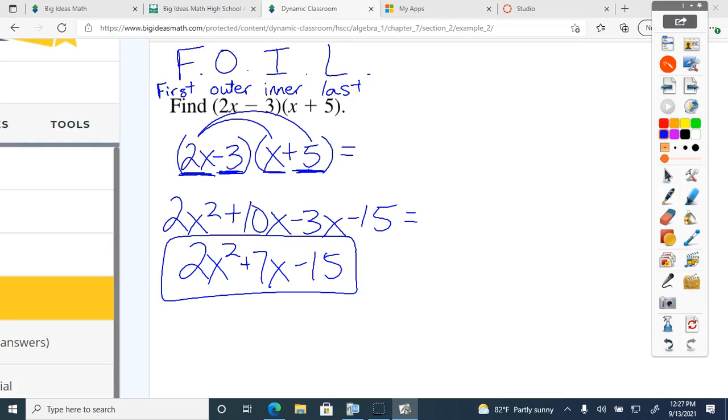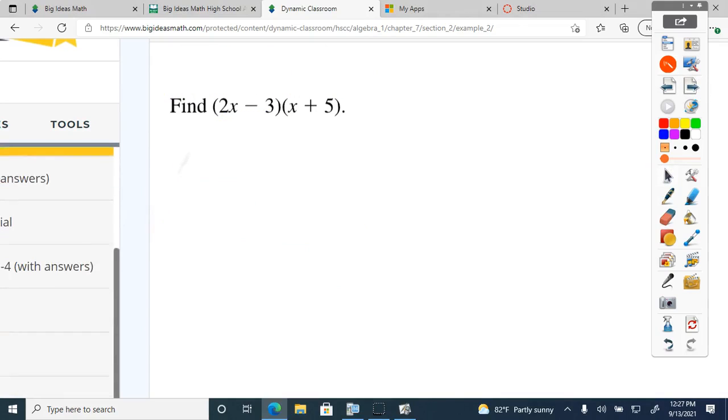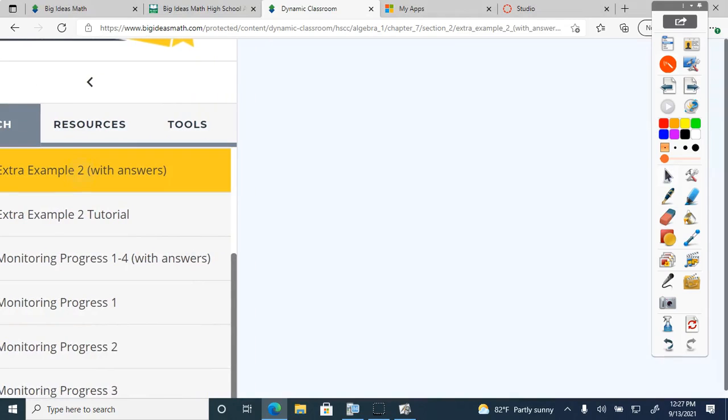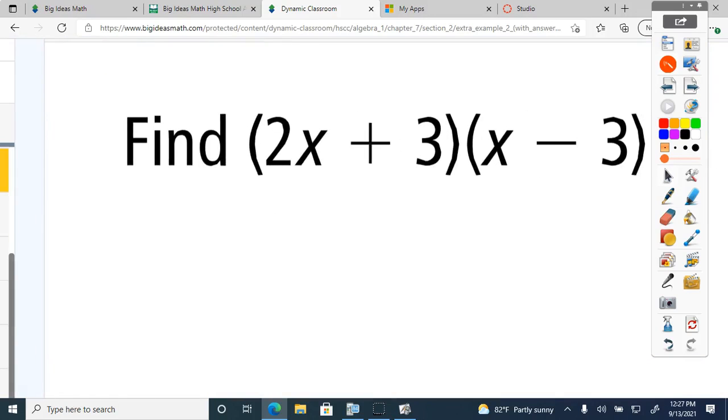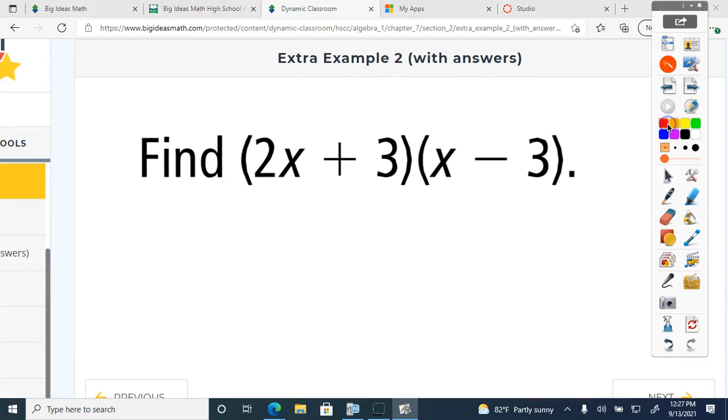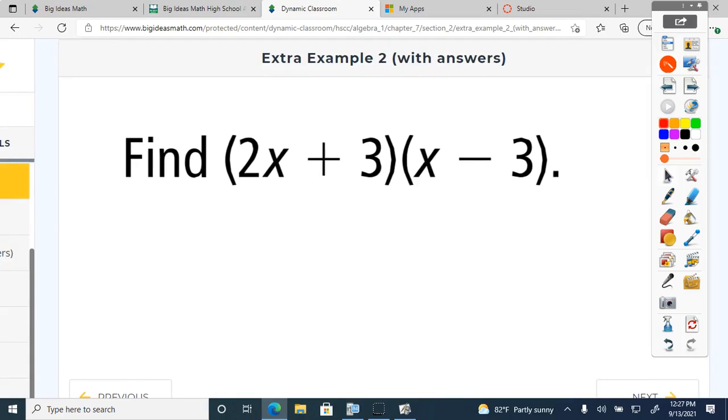Let's try another one. We're all going to choose the first one because we know that one. Same thing. Gonna do FOIL on this one. Extra example. Extra examples are always a little bigger, so people in the back can see. First term, 2x and x. So what's 2x times x? 2x squared, okay?